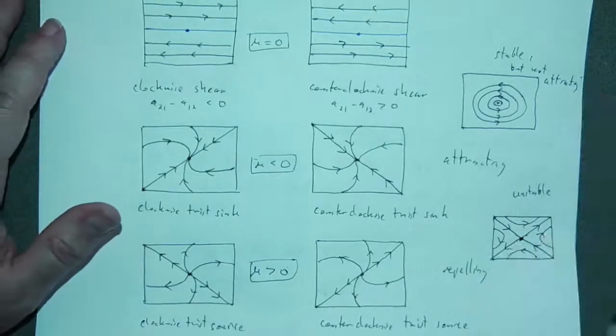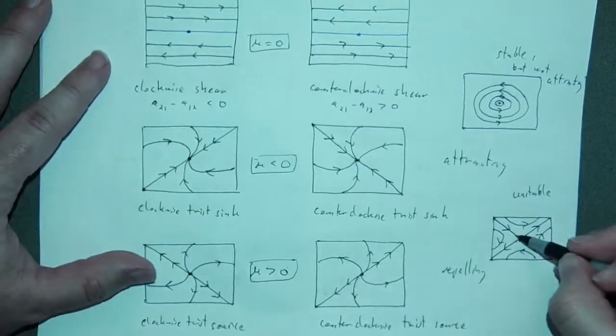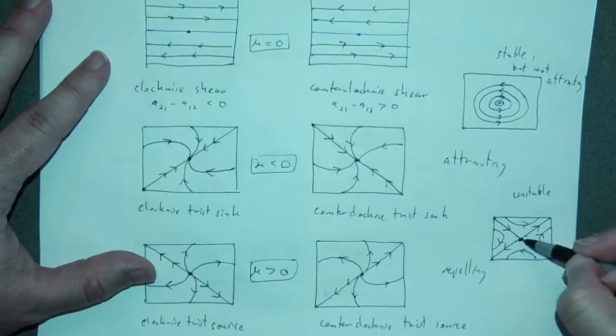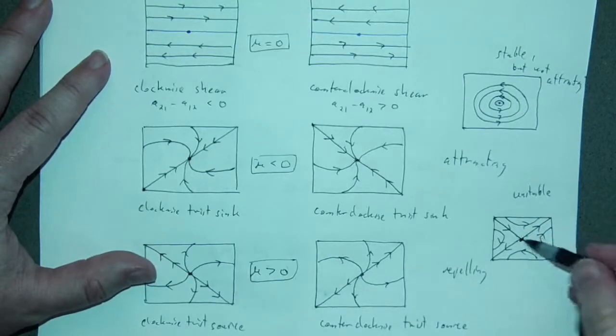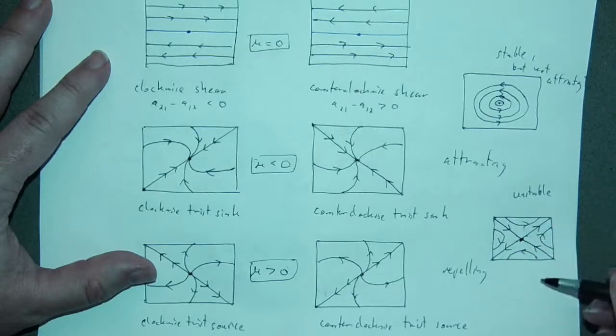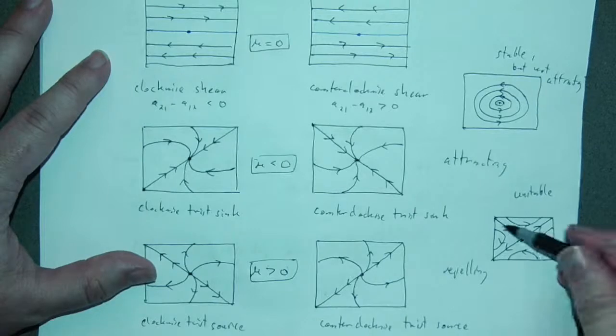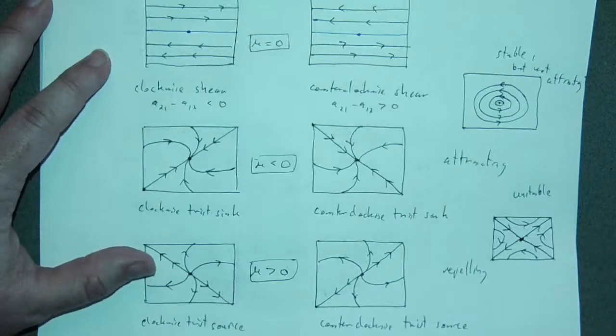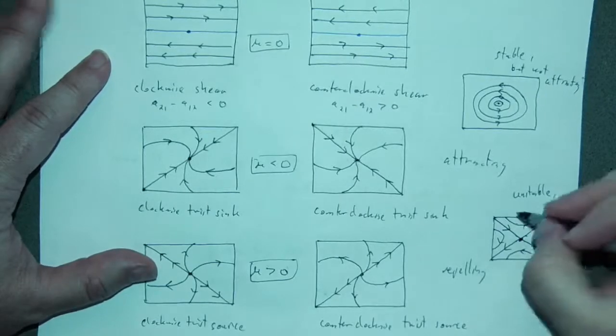To see that it is not repelling, well, pick a point here. That actually gets pushed towards the origin as t goes to infinity. It should be being pushed away. Some points get pushed away, but not all of them, right? This line, so things along this line solution get pushed towards it. So this is unstable but not repelling.